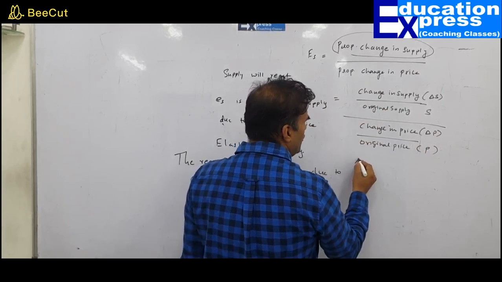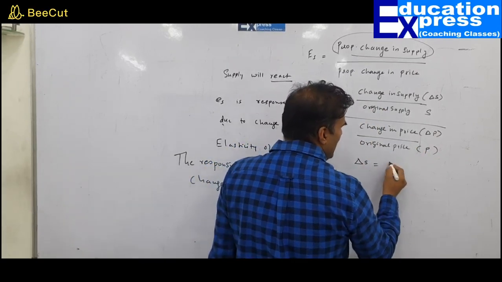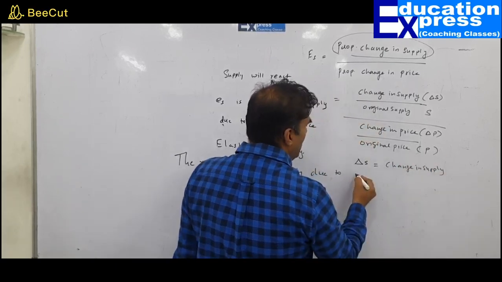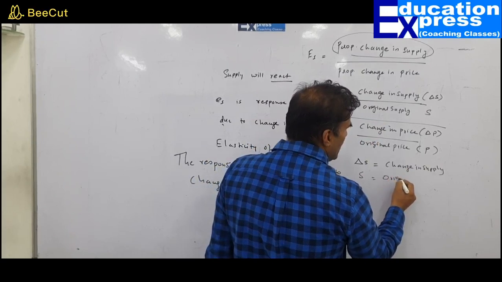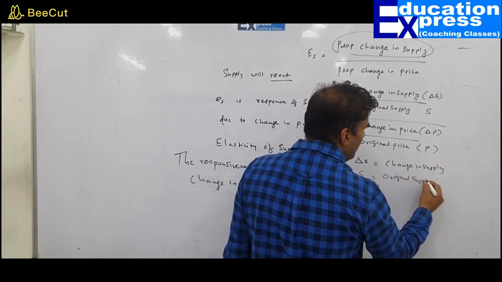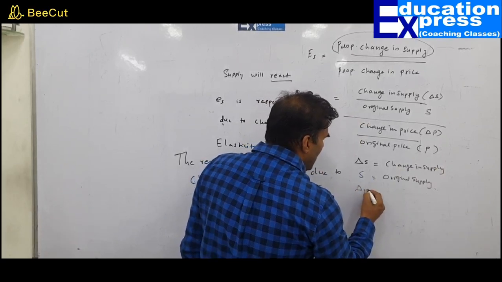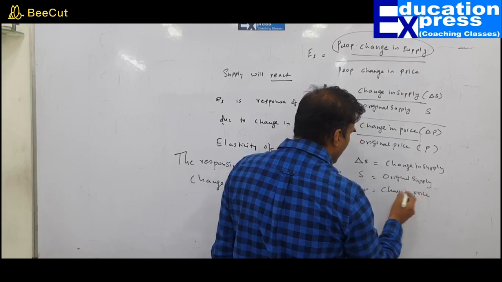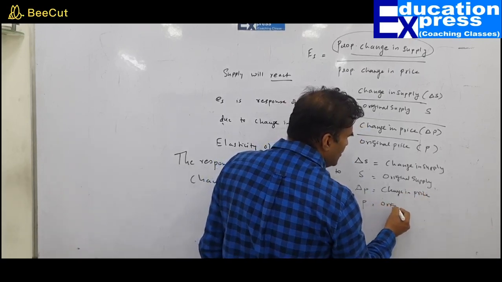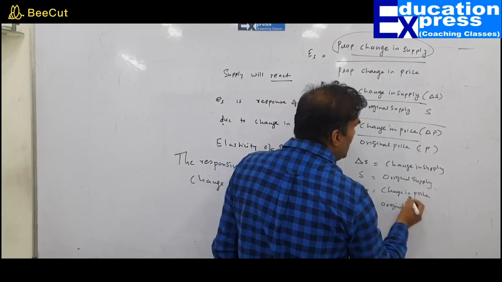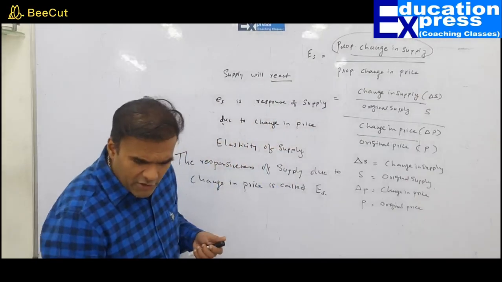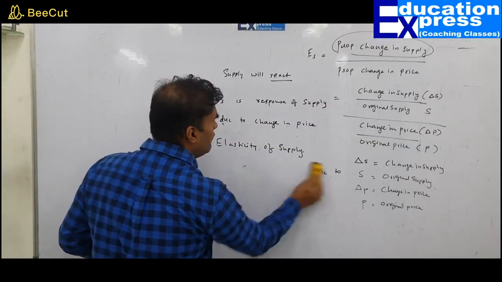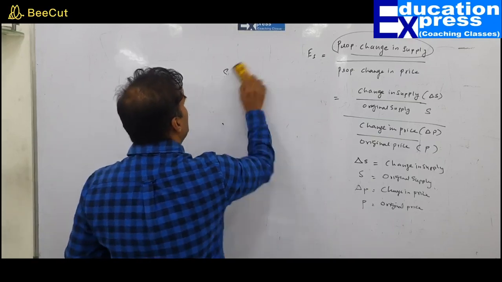So if you wish to write down, you can write down delta S means change in supply. What about S? S stands for original supply. What about delta P? So that means change in price. Very good. Upon P, original price. Sir, understood. I absolutely understood what exactly you are trying to explain to us. But sir, can you give us one simple example so that things becomes more clear?